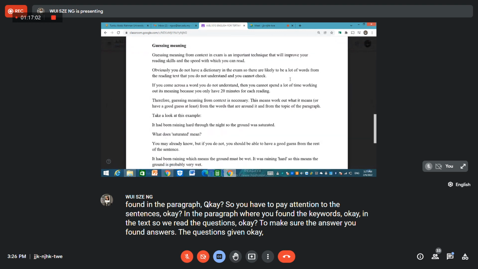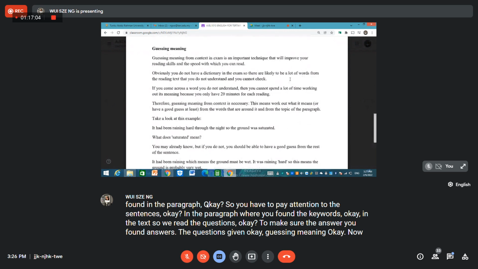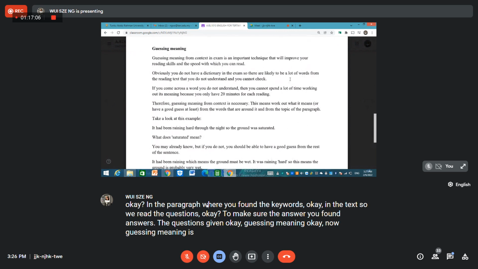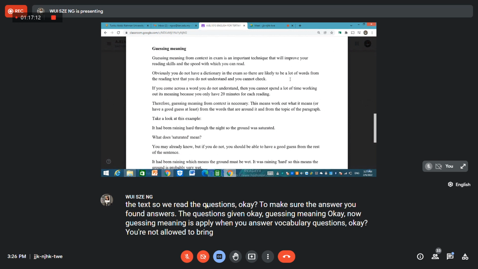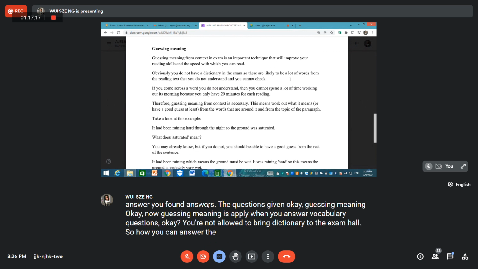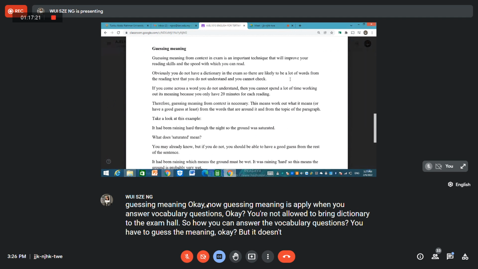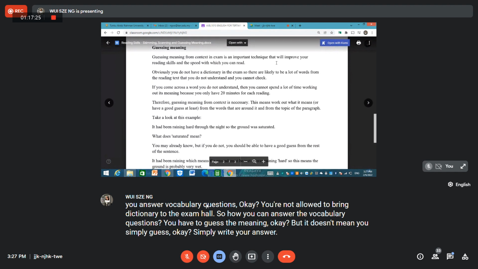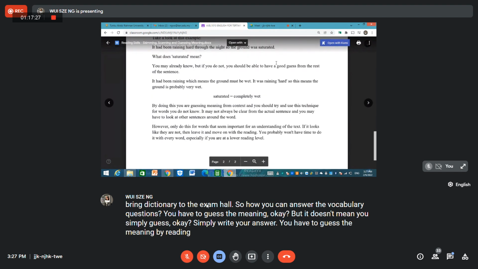Guessing meaning is applied when you answer vocabulary questions. You are not allowed to bring a dictionary to the exam hall. So how can you answer the vocabulary questions? You have to guess the meaning. But it doesn't mean you simply guess and write your answer. You have to guess the meaning by reading the sentence and paying attention to the keywords.